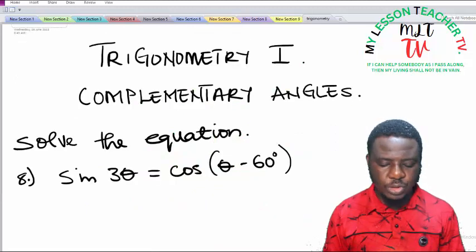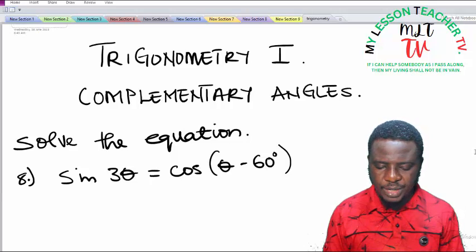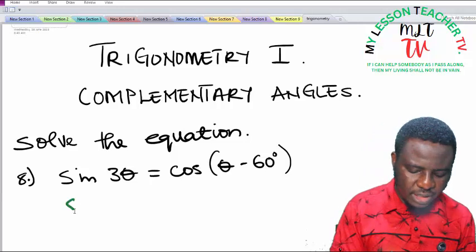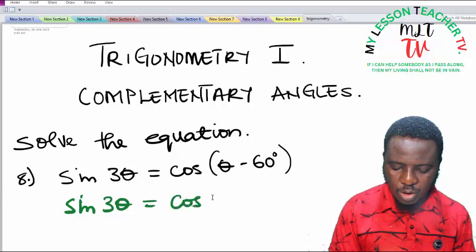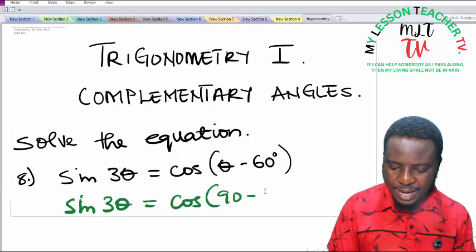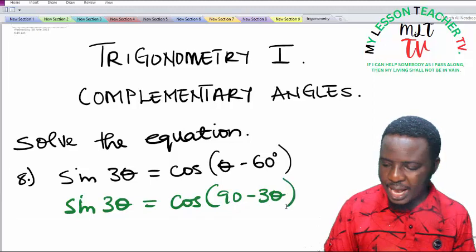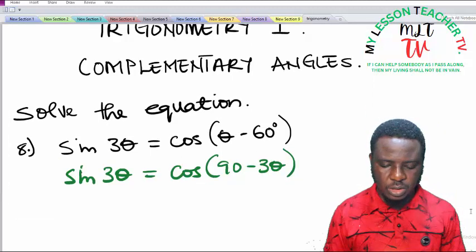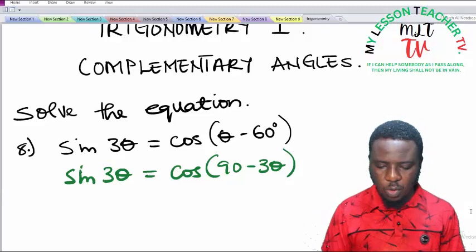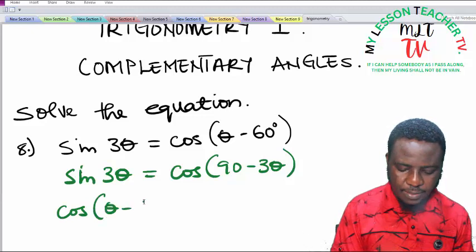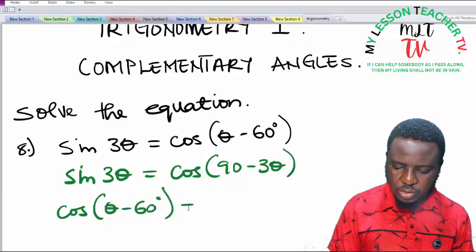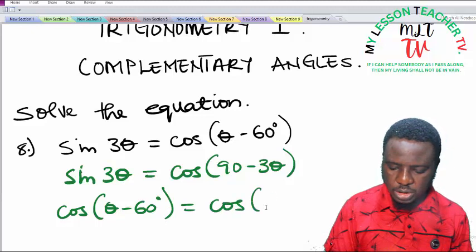Question 8, that we should solve sine 3 theta being equal to cos theta minus 60 degrees. We also have it that sine 3 theta is equal to cos 90 minus 3 theta according to our complementary angles. And if equation 1 and equation 2 are equal, equate both of them together. You have cos theta minus 60 degrees to be equal to cos 90 minus 3 theta.